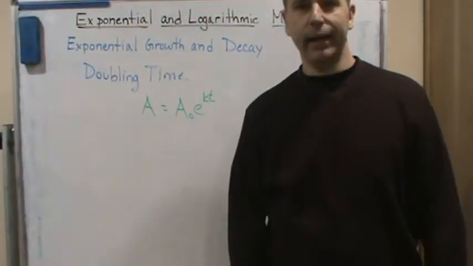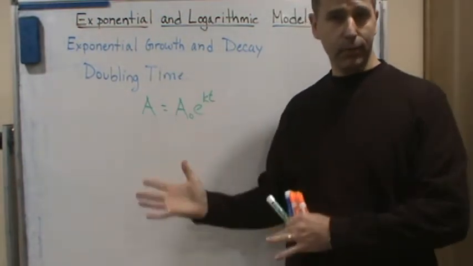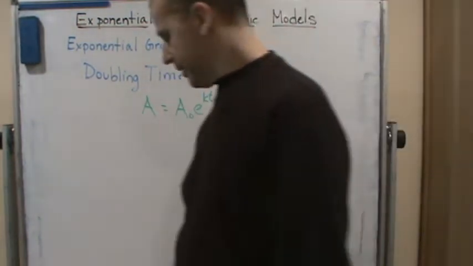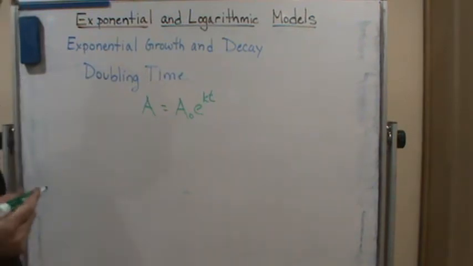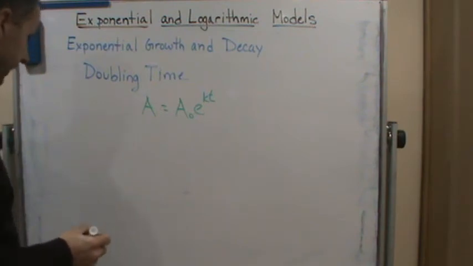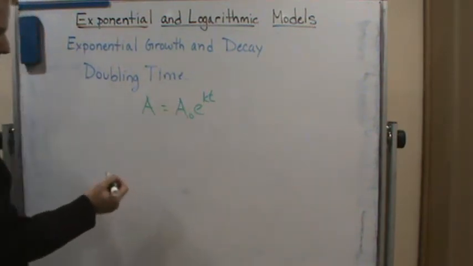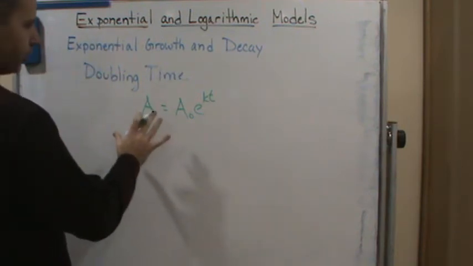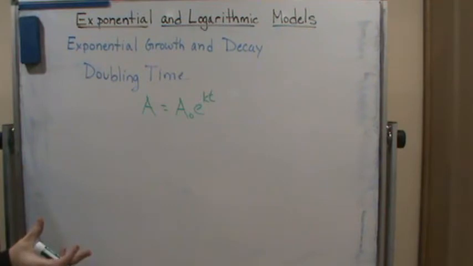Okay, so welcome back, and today we're going to talk about doubling time. We've talked about it before, but now I'm going to go through the process just for completeness and basically review. So here's the model for the exponential curve, for the exponential growth and decay. And now we're talking about a growth model, so we know that k is going to be positive.